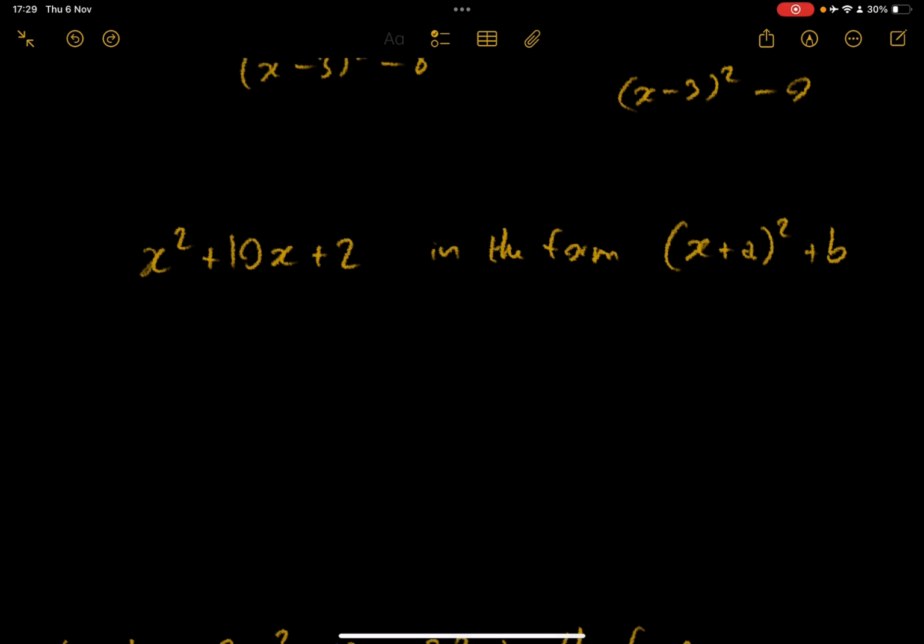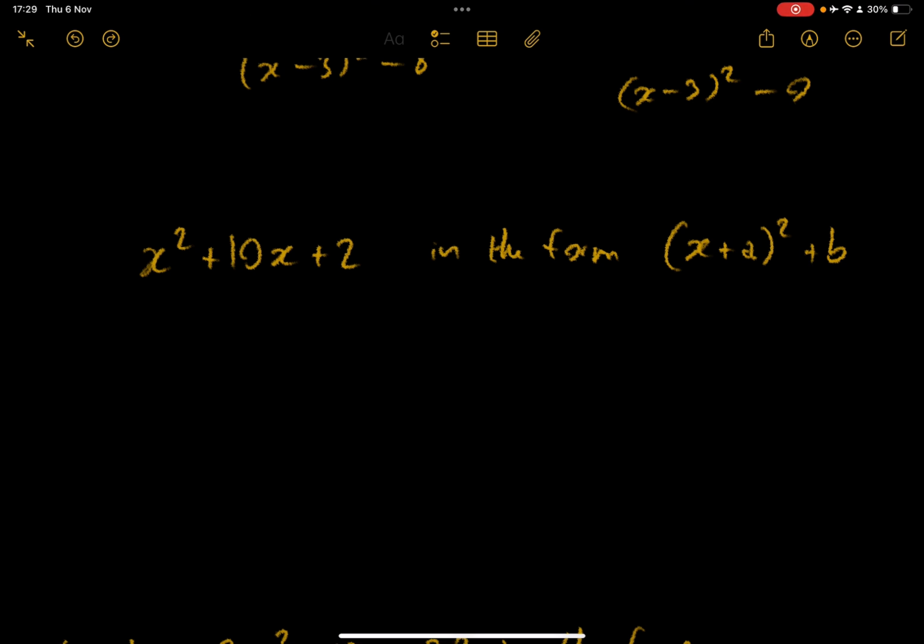Okay, the second one. I'll give you a moment to think about what you might actually do when given this kind of question. I've just shortened the question down here. It says in the form (x plus a) squared plus b. So what that's saying is complete the square. Take a moment to think about that. Hopefully you've had your moments. You can even pause the video.